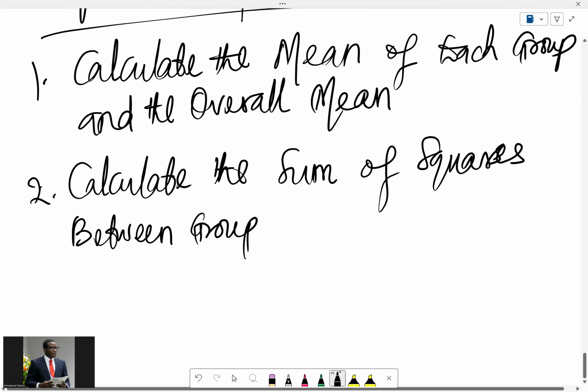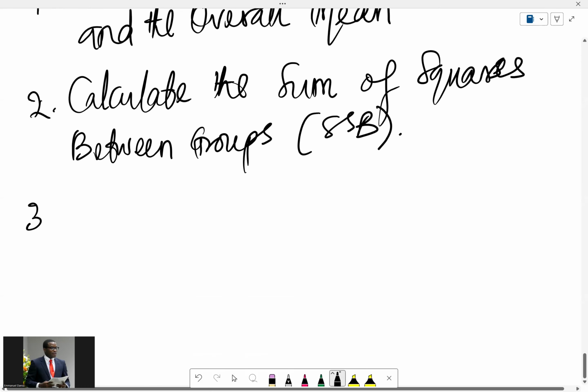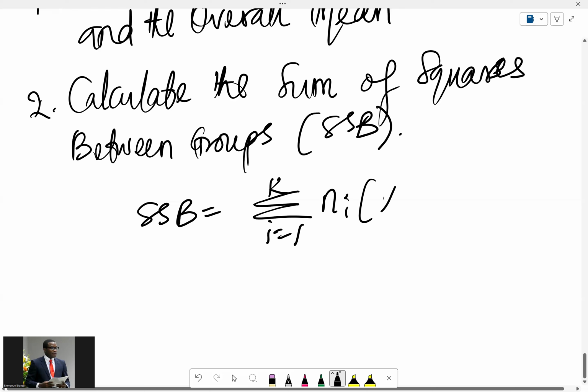That is called SSB, sum of squares between groups. And the third point is how the SSB is calculated. SSB is equal to the summation from i equals 1 to K of ni times (xi bar minus x bar) all squared.